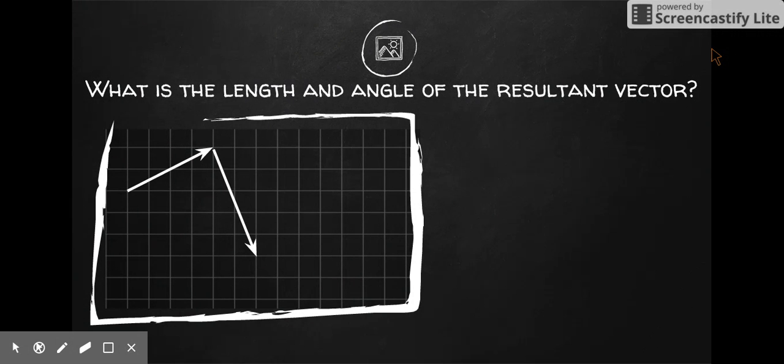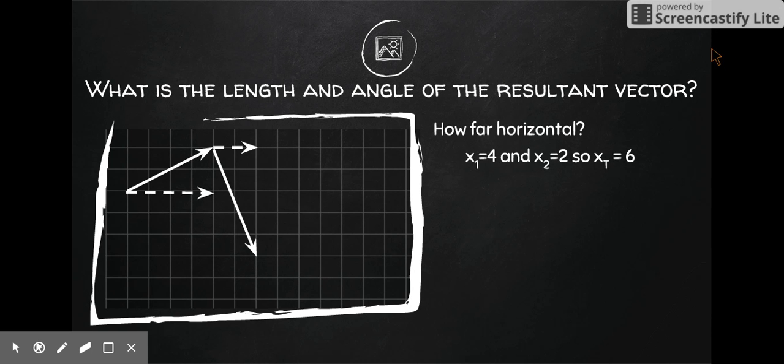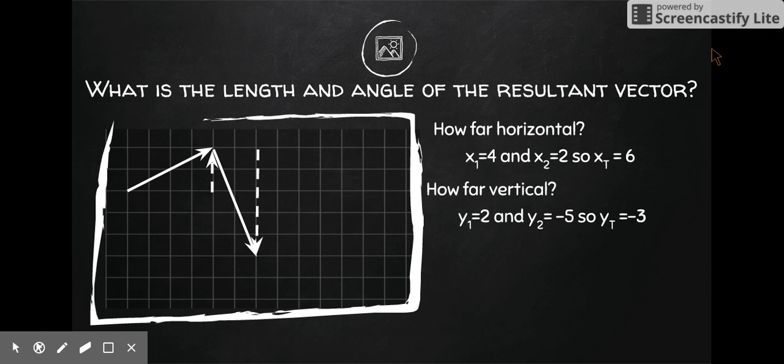Let's look at another example. What is the length and angle of the resultant vector? If you're feeling tough, pause it, try it out, and then we'll come back together and look at the solution. So first I find the horizontal. The first one has a horizontal of 4, the second has a horizontal of 2. So my total horizontal is 6. The next step is to find the vertical. My first one goes up 2, the second one goes downward 5, so negative 5, for an overall vertical resultant of negative 3.